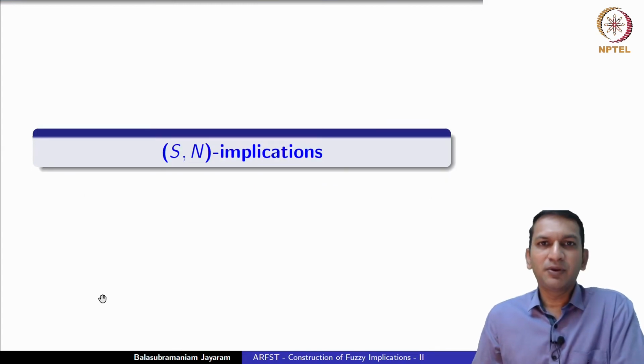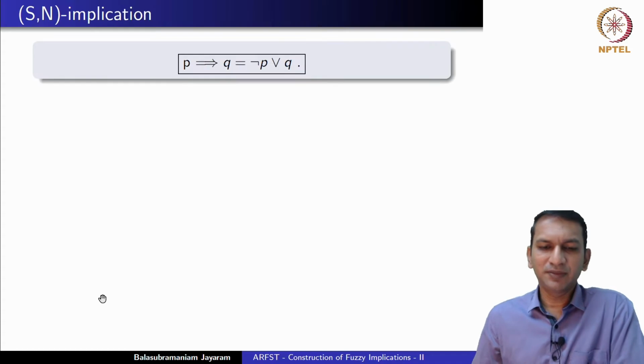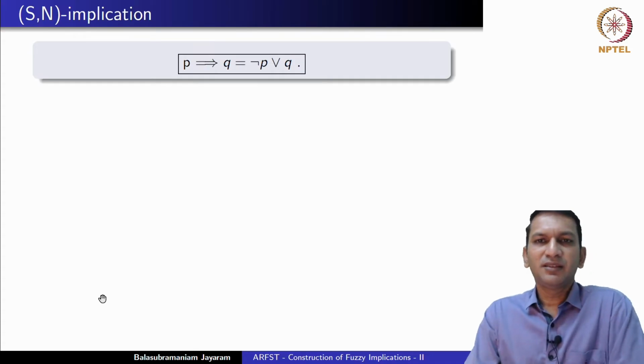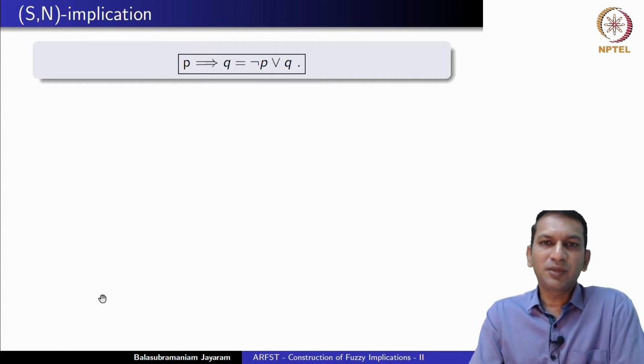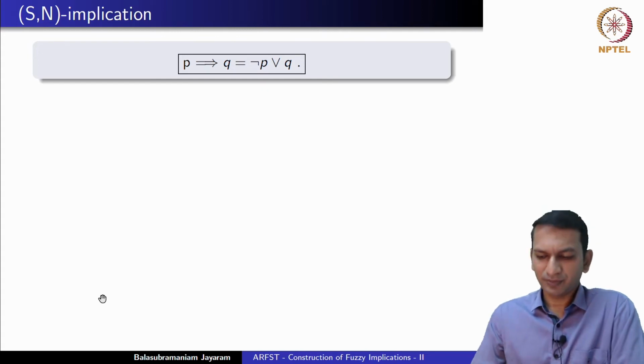A quick recap of the family of SN implications. We have seen that the truth table for the classical implication can also be captured by this formula, which is also called the material implication. P implies Q is given as negation P or Q. That means P implies Q is true, either if P is false or Q is true.